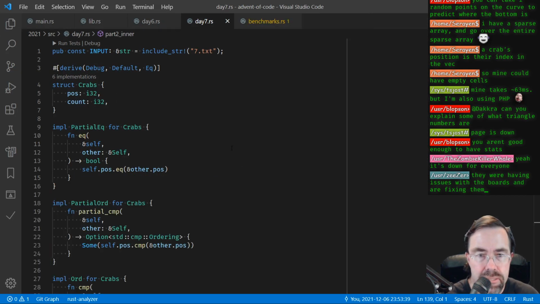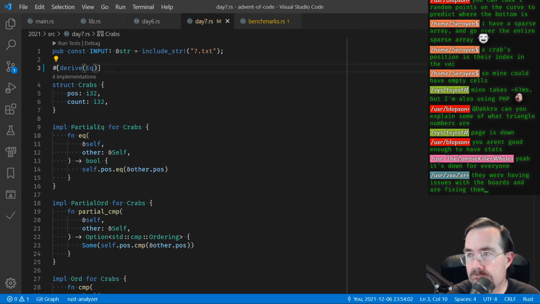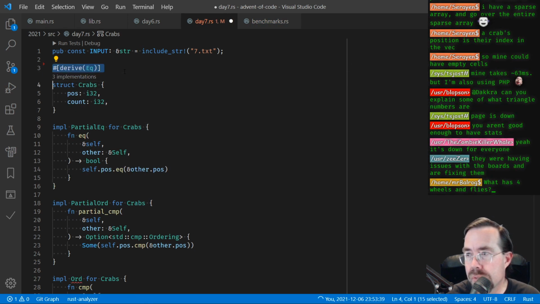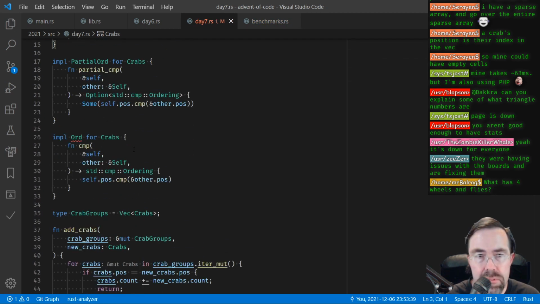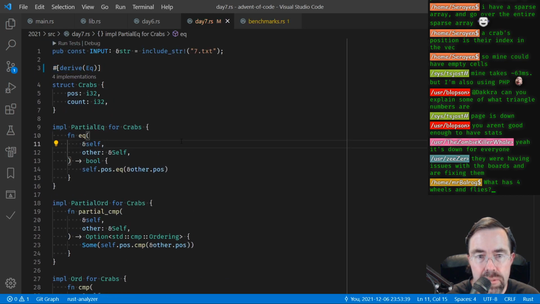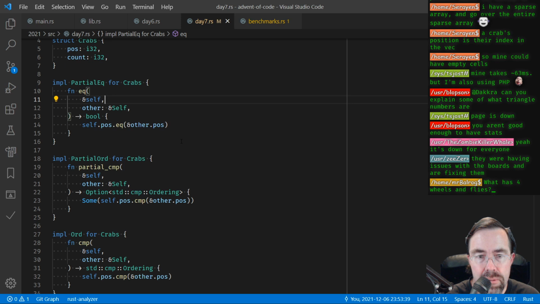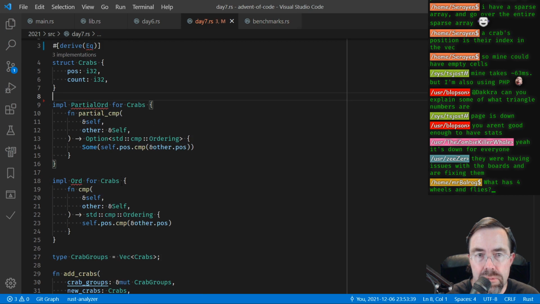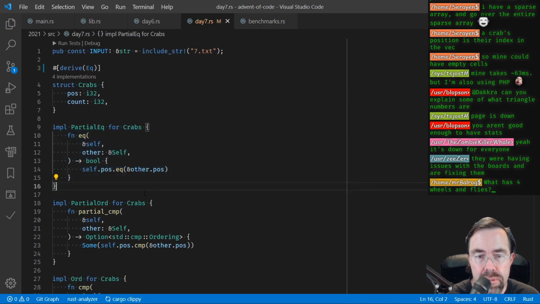Don't need out.txt. I can whittle away at this a little bit, right? I need default though, right? No, I don't need default. Do I need equal at all? I do need equal. What do I need equal for? For ord on crabs. Okay, so we need equal. Did I need partial equal? Need partial equal. All right.